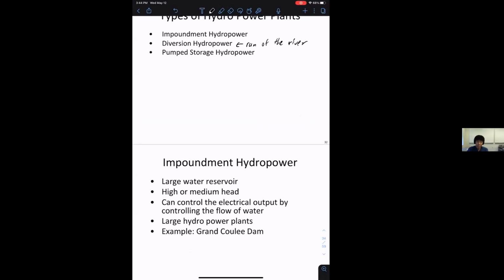If you look at impounded hydropower, this is just where you build large reservoirs. You have reasonably high head. It doesn't have to be hundreds of meters, but should be more than a few meters. And you can control the electric output by controlling the flow of water. This is really controlling Q, the flow rate. You have a valve on the penstock where the water is flowing from, and by opening and closing this valve, we can control Q, and this controls the electric power. These are the large power plants like Grand Coulee.